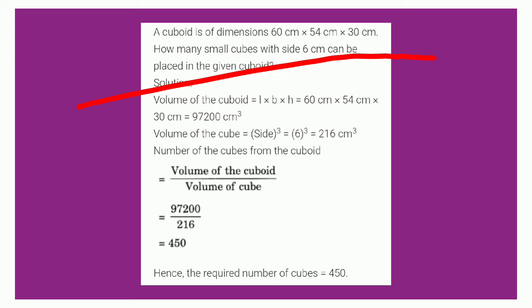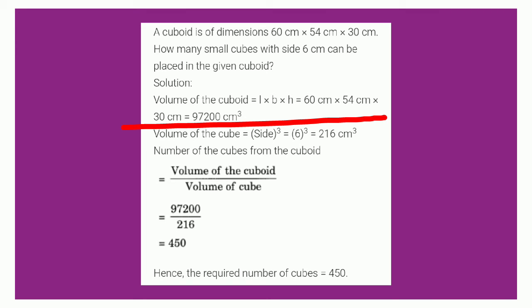The next question. A cuboid is of dimension 60 centimeter into 54 centimeter into 30 centimeter. How many small cubes with side 6 centimeter can be placed in the given cuboid? So here 60 centimeter into 54 centimeter into 30 centimeter means the length, breadth, and height of the cuboid. So the volume of the cuboid is equal to length into breadth into height, that's equal to 97,200 centimeter cube.